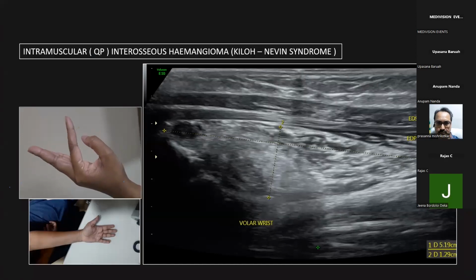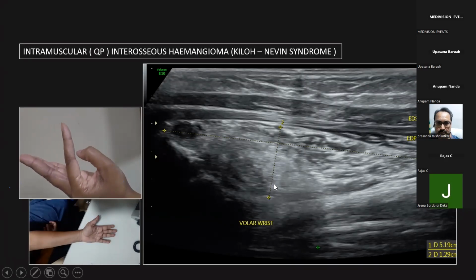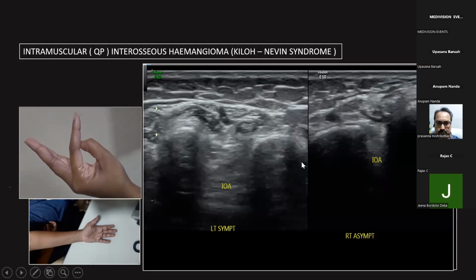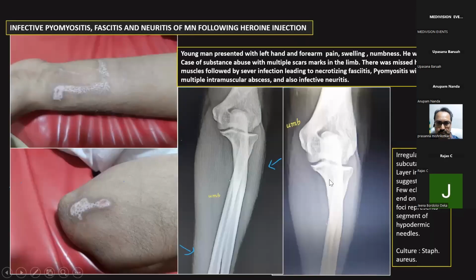Another case, the patient fails to do the OK sign. It fails to show the OK sign, and we can see a deep hemangioma there on the volar aspect, just proximal to the wrist, and see how the interosseous space is increased there on the symptomatic left side, and possibly this is the anterior interosseous nerve that got thickened due to compression.